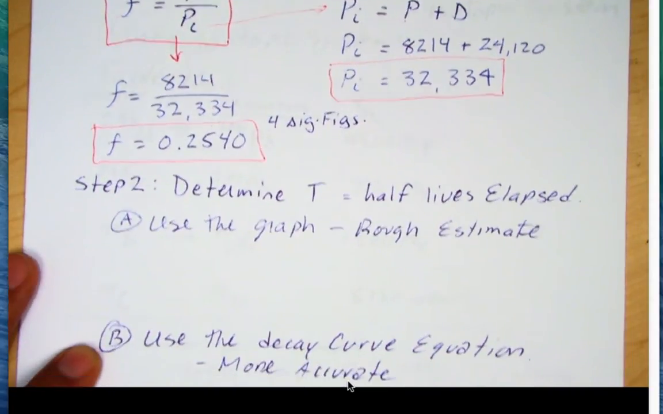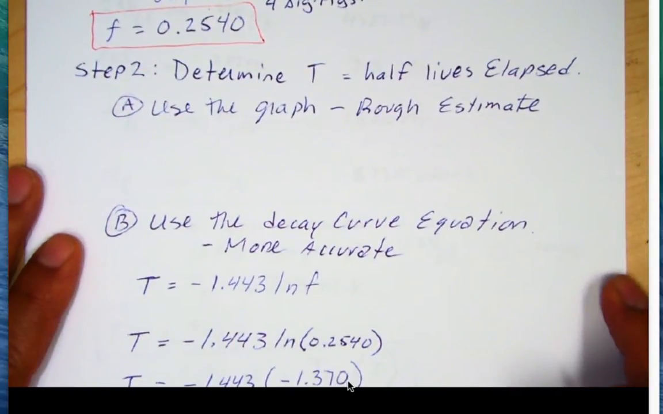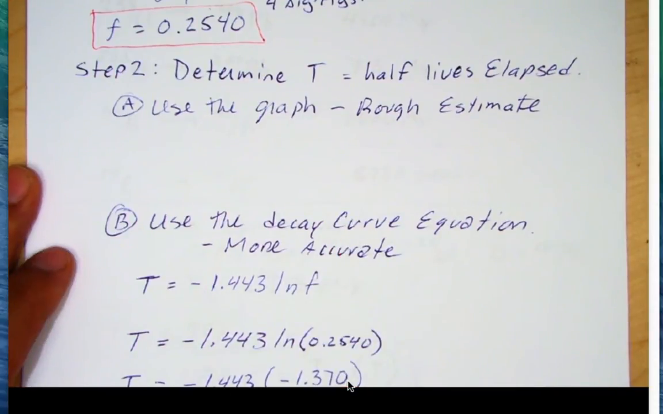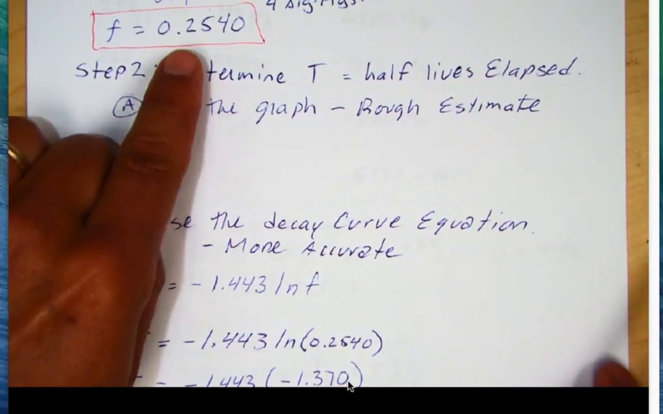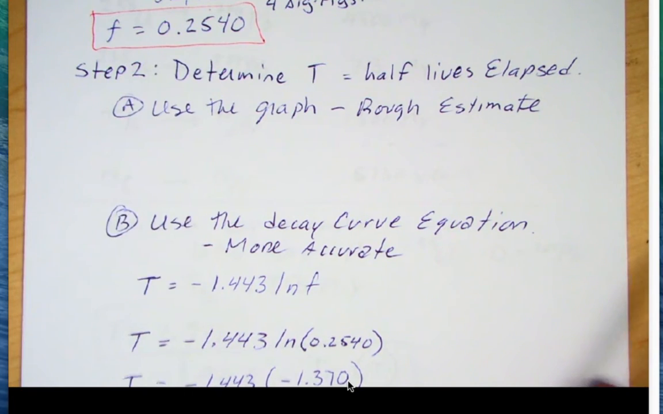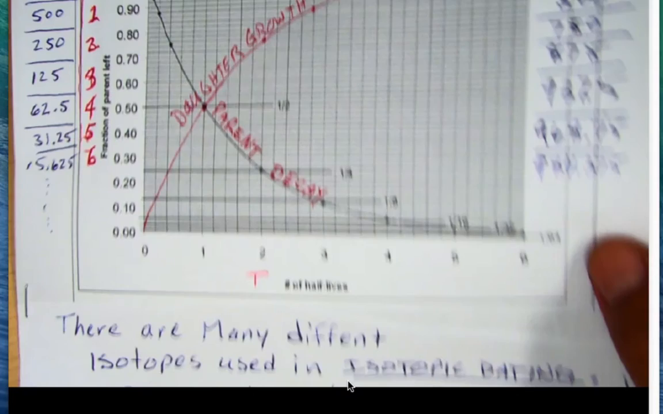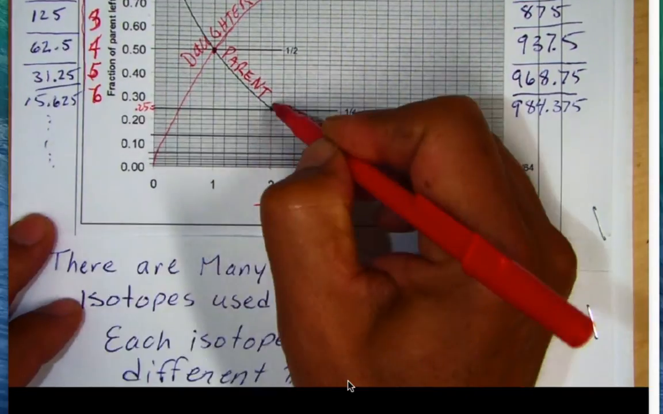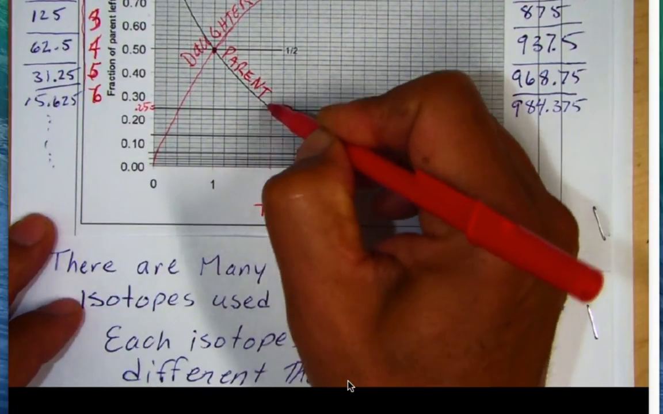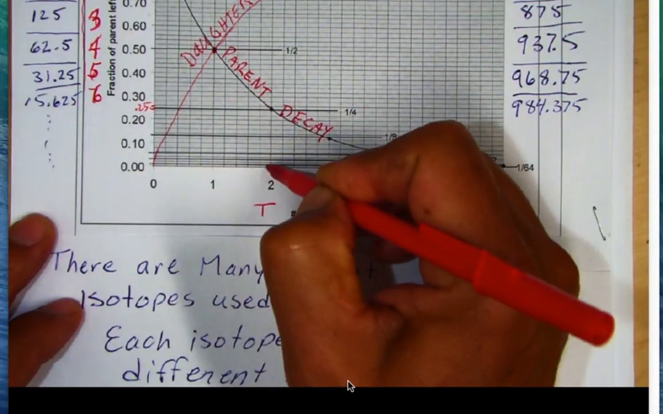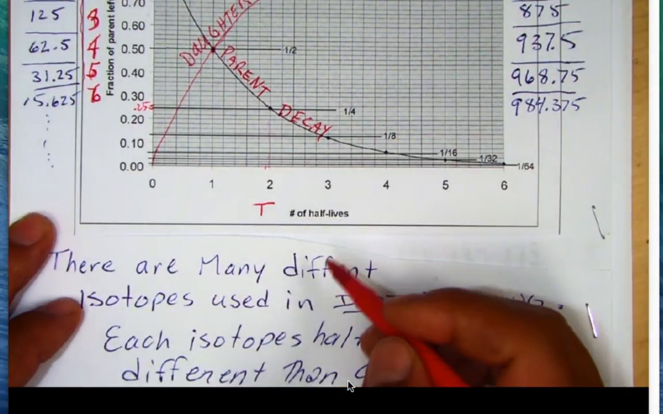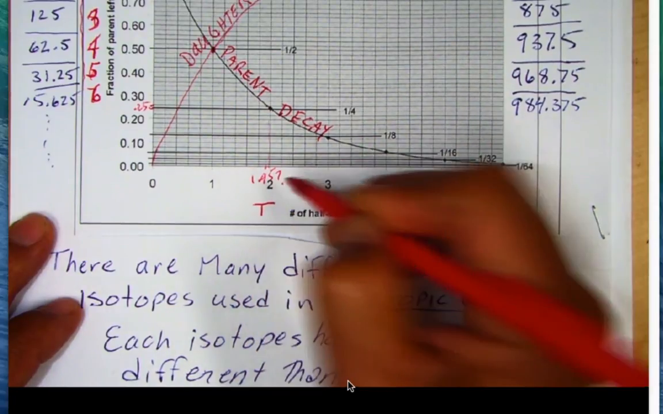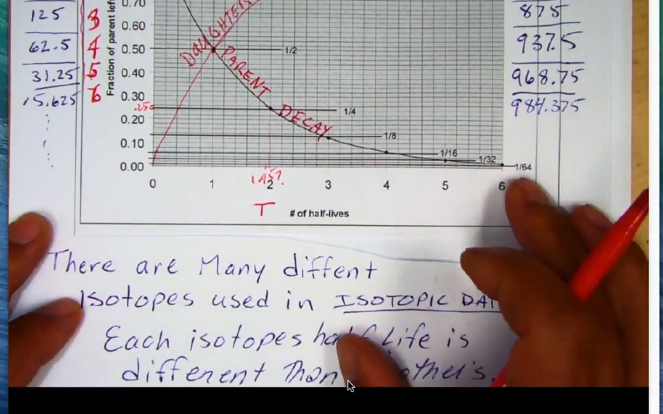Step 2, very important here: determine the t, the number of half-lives. And here I can use a graph, right? So here, 0.2540. If I go to my graph here, 0.25 would be a little bit above this. And so if I bring this over to the graph, I'll see that I'm going to have a little bit less than 2. So probably maybe a 1.95. Again, it's a rough estimate, right? There's a better way of doing it.